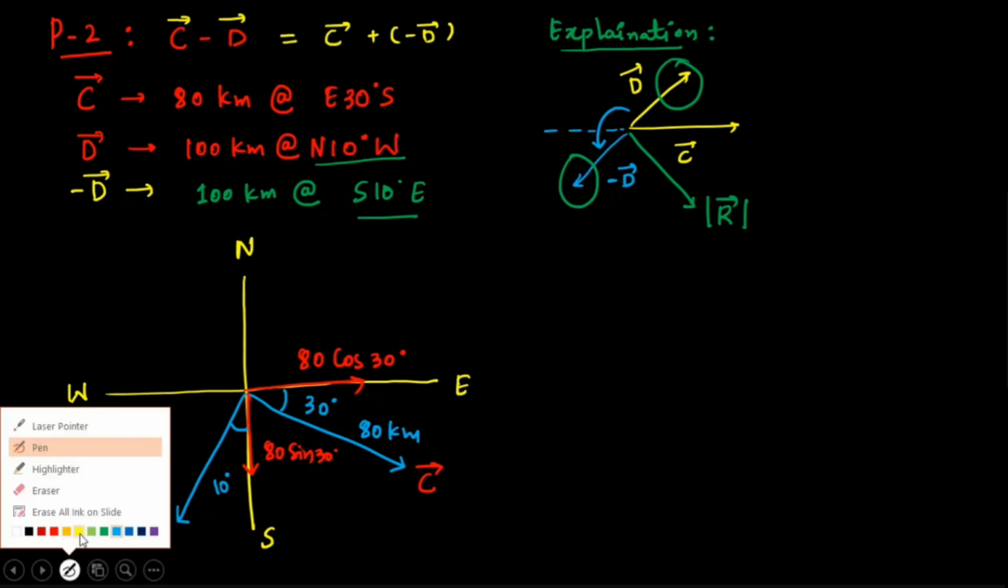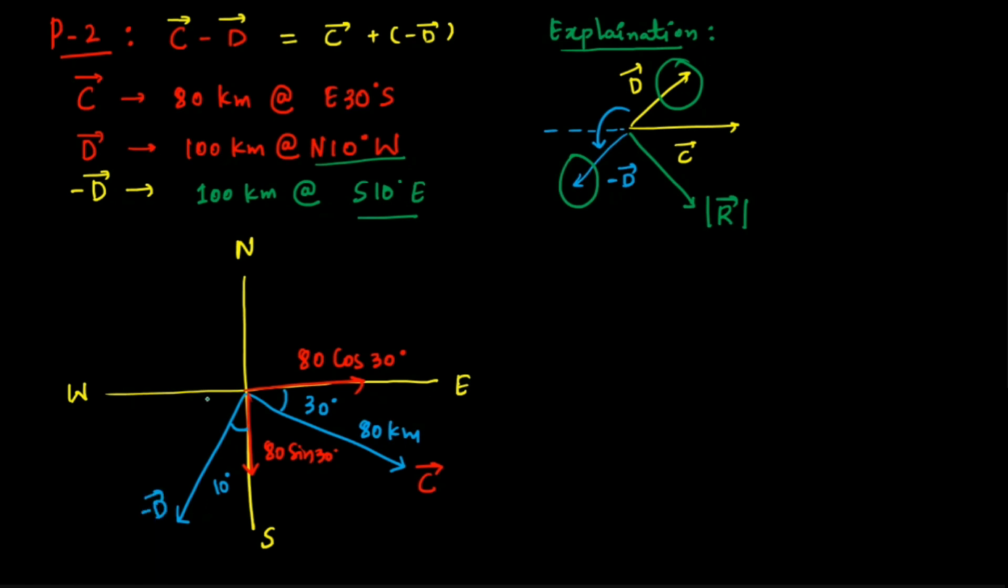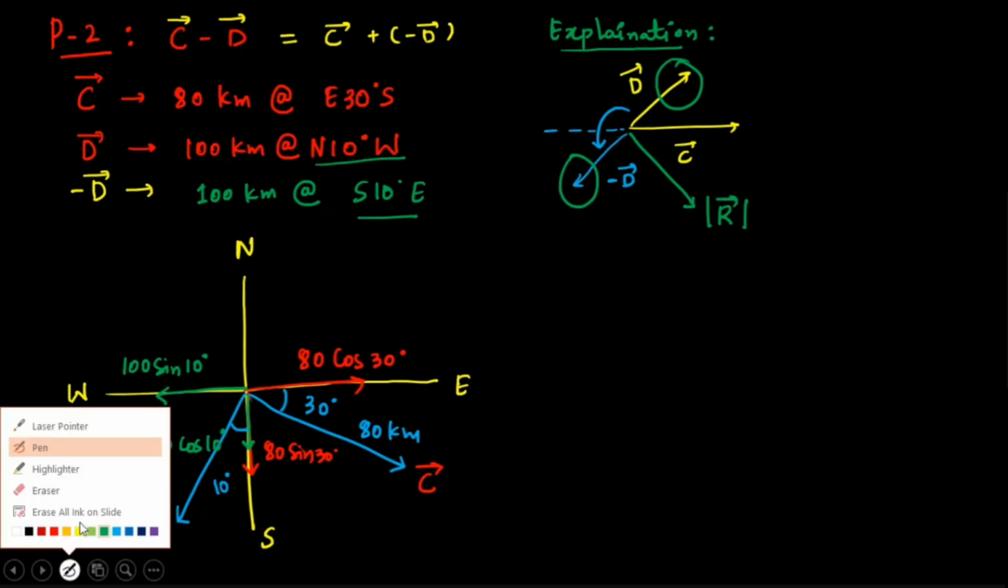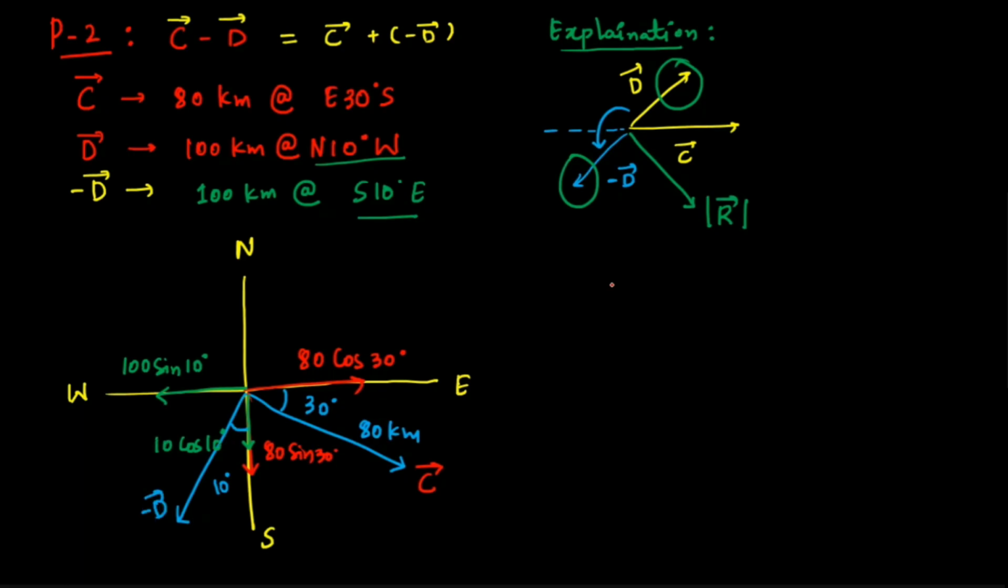Now again, this vector has two components. One component is along the x-axis, it should lie like that. So it should be 100 sine 10 degrees. Similarly, there is another component along y-axis, so it should be 100 cos 10 degrees. So when we are finding the summation of x, can I write it as 80 cos 30 minus 100 sine 10.